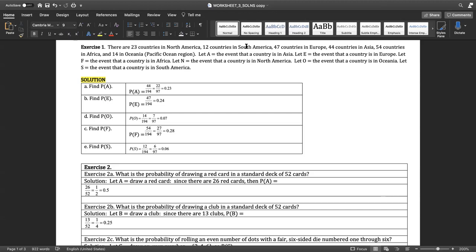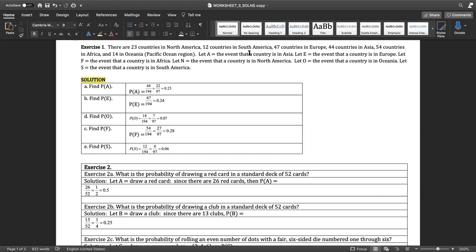It's not clear whether Central America is considered part of North America or South America. I think some countries in Central America are considered as part of South America. Mexico, in fact, may be part of North America. I'll have to double check that, okay? 23 countries in North America. Gee, that's curious. I didn't know there were that many countries in North America.